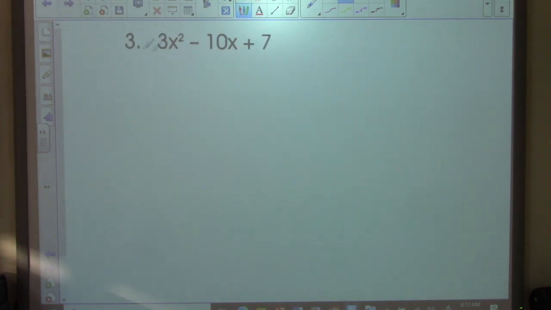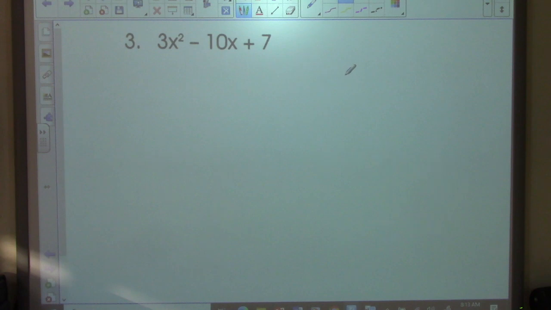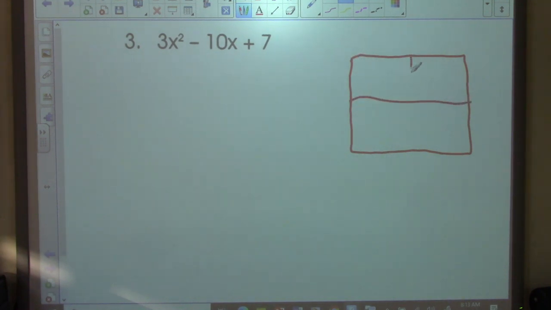And similarly with number 3, that's the same. Yeah, Lillian, we don't have a common factor at all, do we? And so we really can't do that first step that we did on problem 2. So what we're going to do is set up a box like this again, and a box method. And then so we put 3x squared here, and then 7 here. And then what are your factors of 3x squared going to be?